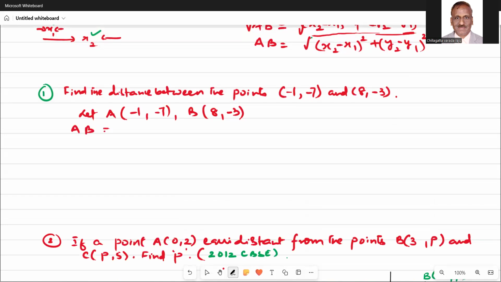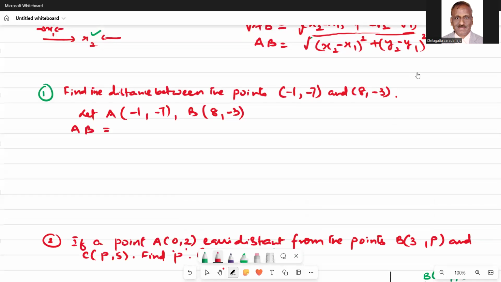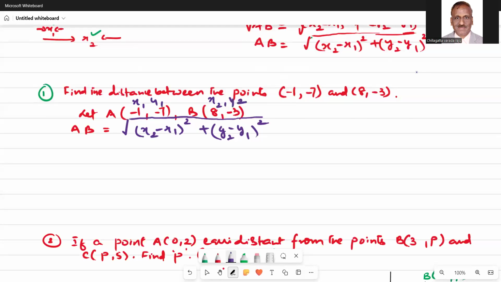AB is equal to, just now we have derived this formula. AB is equal to what? Square root of (x2 minus x1) whole square plus (y2 minus y1) whole square. What are x1, y1 and x2, y2? The first point A represents x1, y1. The second point B is nothing but x2, y2. So it is very clear in the formula what we need to substitute.